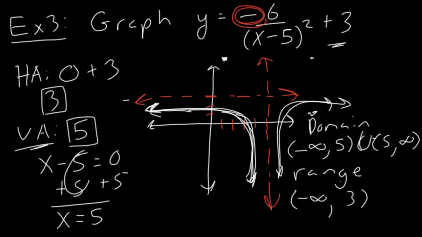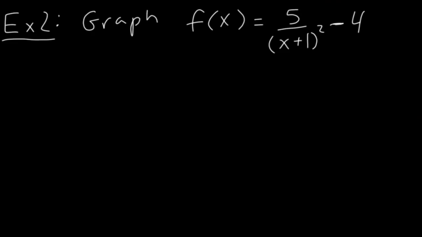Alright, here we are in example 2, which says graph f of x equals 5 over (x plus 1) squared minus 4. Now, once again, the very first question we ask, is this top heavy, balanced, or bottom heavy? And in this case, since all of our x's are on the bottom, we know it is once again going to be bottom heavy.